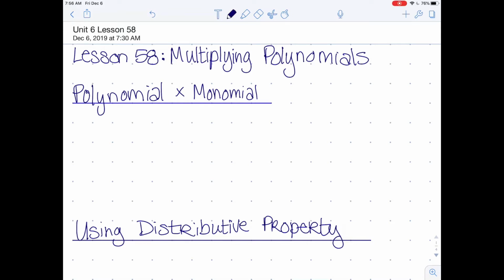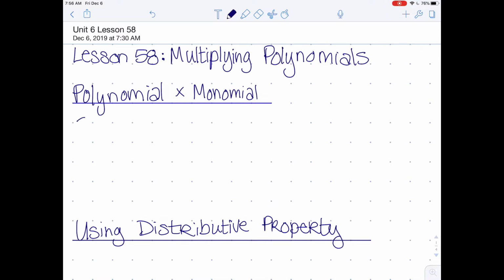Okay, lesson 58 is multiplying polynomials. And remember, a polynomial is just an expression with variables. A polynomial means it has more than one term. So the first thing we're going to practice is a polynomial times a monomial, which means an expression with multiple terms times an expression with one term.